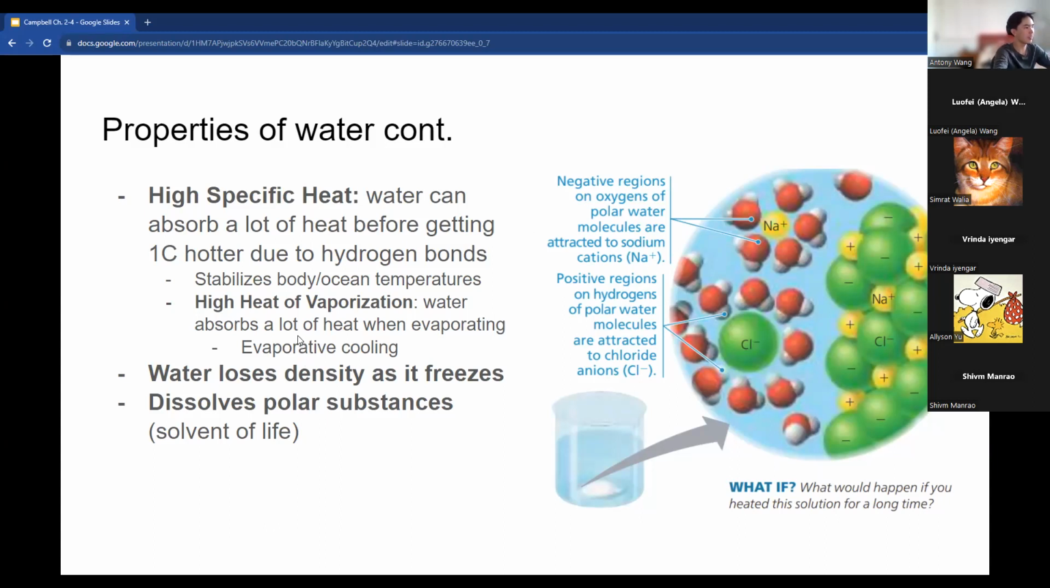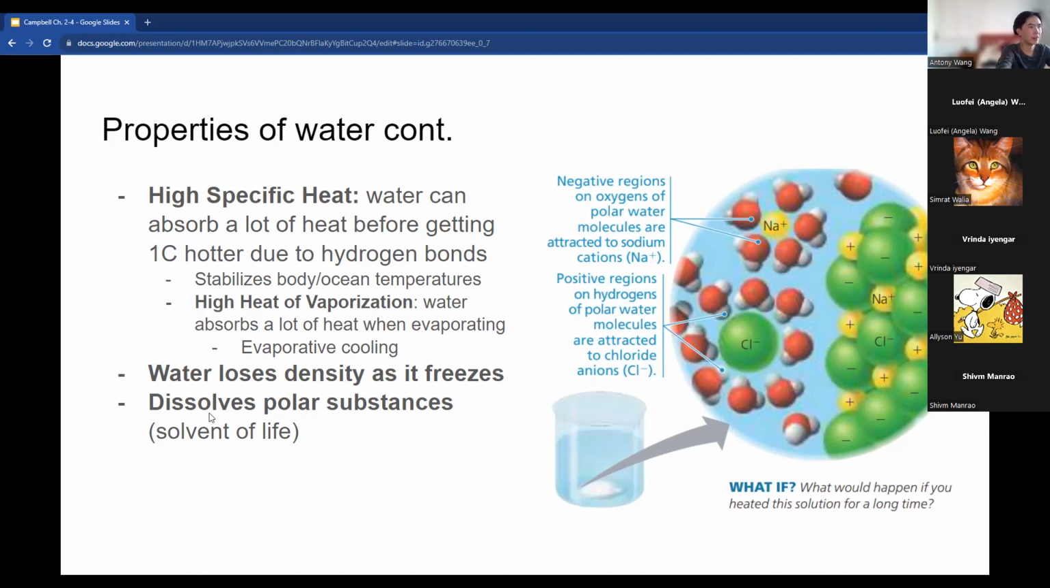The importance of this is, imagine if ice sank when it froze. Let's say the surface of a lake freezes. If the ice sinks, it goes down to the bottom, and eventually the entire body of water would freeze over. Everything would turn to ice. But because ice floats, the surface layer of ice on a body of water acts as an insulator for all the water underneath, and keeps that water liquid.